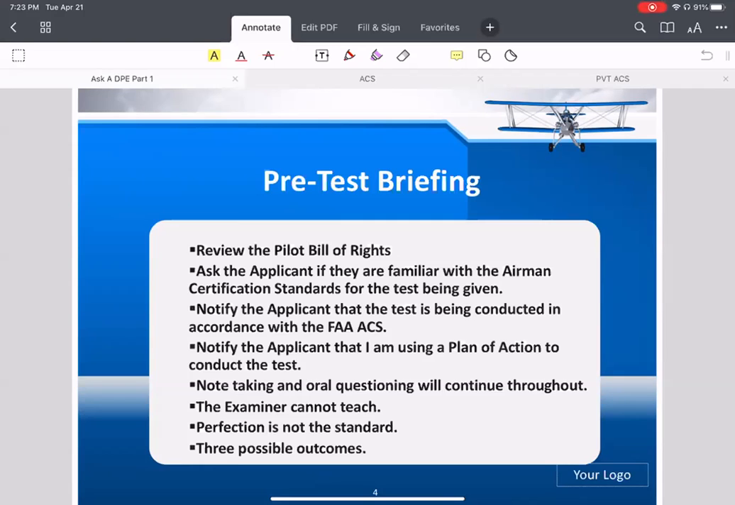If you get off altitude, you find it, you correct it. You get off heading, you find it, you correct it. You miss one radio call, you get the next one. Those are what we mean by it's not going to be perfect.